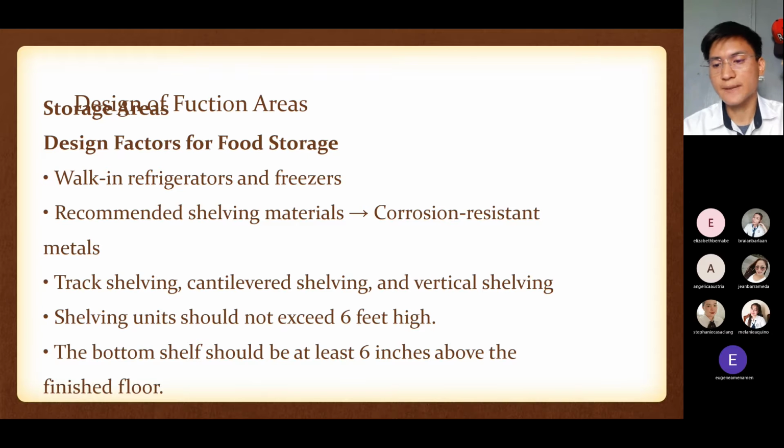Design of function areas. The storage area design factors for food storage, walk-in refrigerators and freezers. Recommended shelving materials are corrosion-resistant metals, truck shelving, cantilevered shelving, and vertical shelving. The shelving unit should not exceed 6 feet high. The bottom shelf should be at least 6 inches above the finished floor.